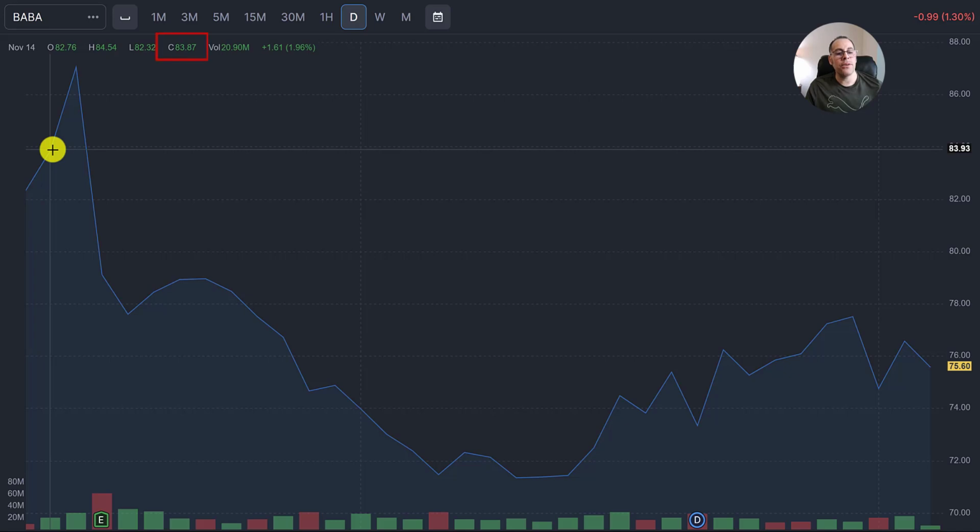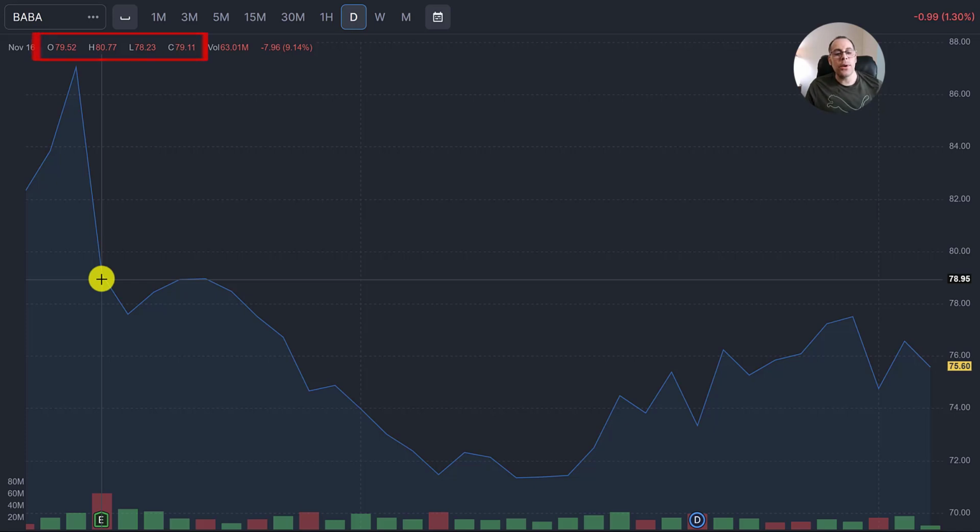The following day, November 14th, it closed at 83.87. So a dot was put at 83.87. And then a line connected those two dots. It went up on November 15th. Then it went down on November 16th. But you don't know where the stock moved intraday.